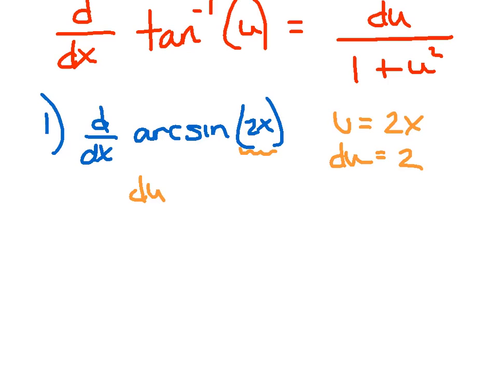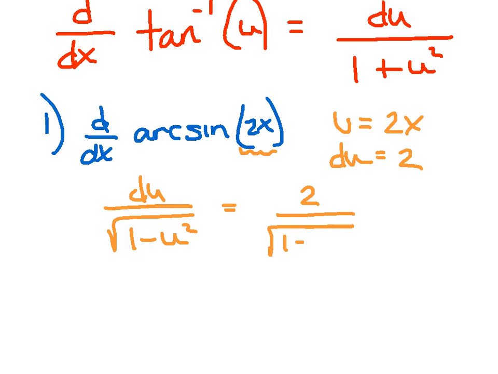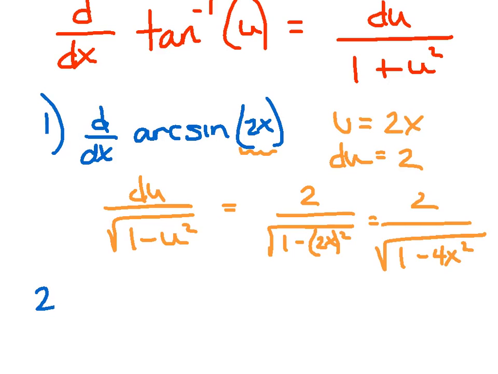We just said arc sine was du over the square root of 1 minus u squared. So I've already said my du is 2 over the square root of 1 minus. And just be careful here, remember it's that quantity 2x squared. I'm going to clean that up one more time and say that's the square root of 1 minus 4x squared. Alright, hopefully that was that simple, and let's try one more here.